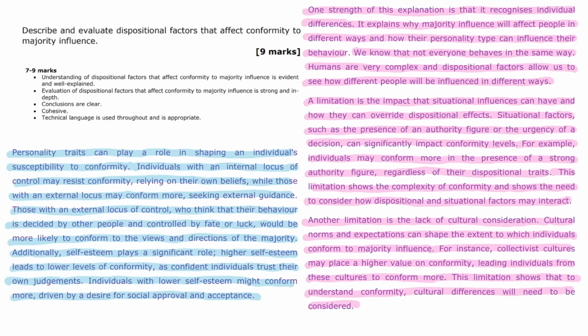So this response to the question on dispositional factors affecting conformity is well structured and provides a clear and concise explanation. The description is effectively separated from the evaluation, contributing to the overall clarity and cohesiveness of the answer. The initial description identifies key dispositional factors such as personality traits and self-esteem, and introduces the concept of locus of control, enhancing the depth of the understanding.